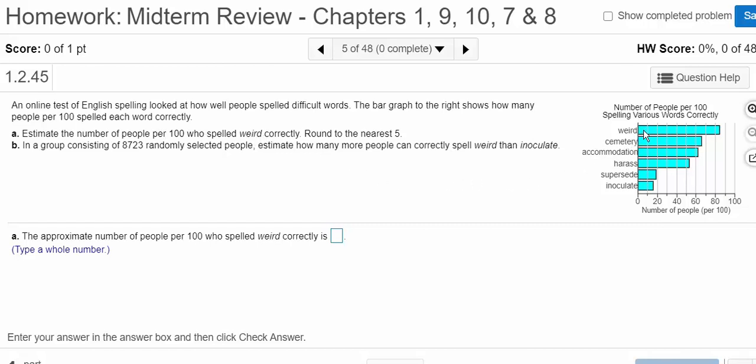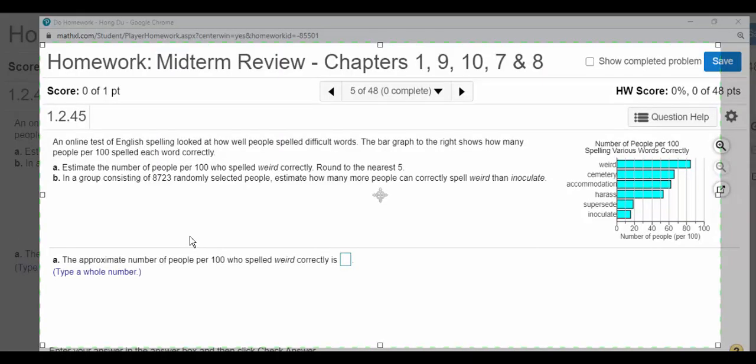So look at the length of this horizontal bar. It is kind of halfway between 80 and 90. They want you to round to the nearest 5. If you take a look at the length of the first bar, it's closer to 85. So the answer to part A is 85. Now let's look at part B.